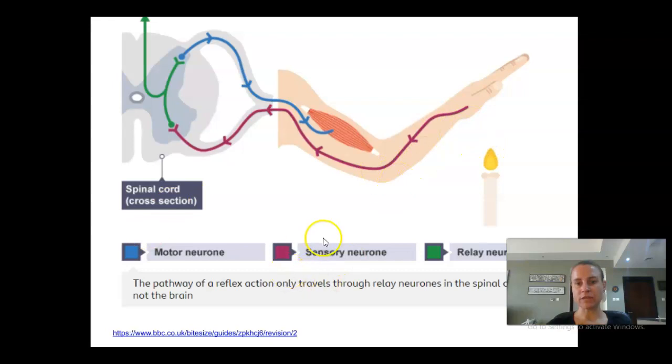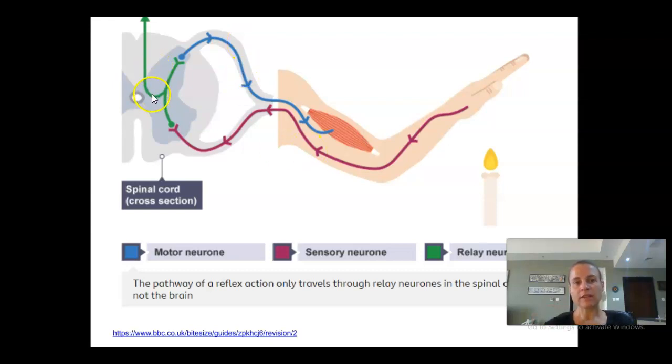So we have a sensory neuron that senses the stimulus. We have a relay neuron that passes the impulse from one neuron to another, and then we have your motor neuron, which takes it to the muscle to cause the movement. I'd like you to pause this video and just draw a diagram of that in your books. If you can use colour for the different neurons, that would be great.